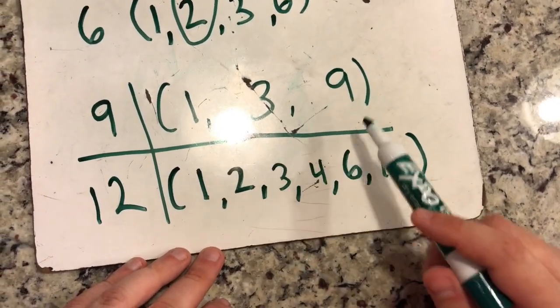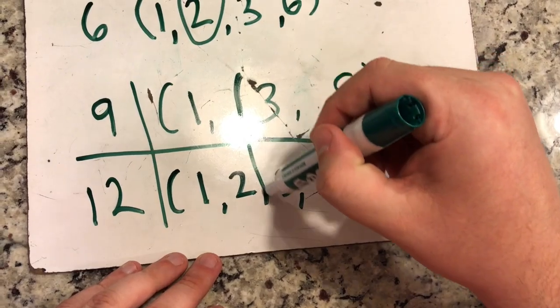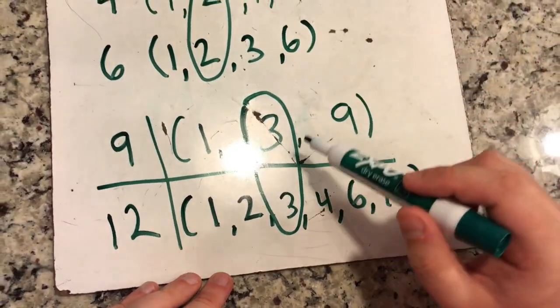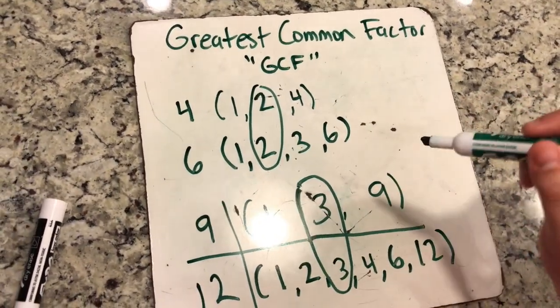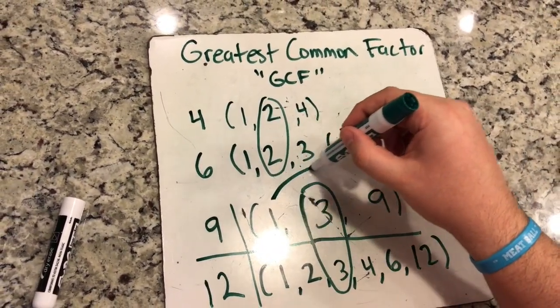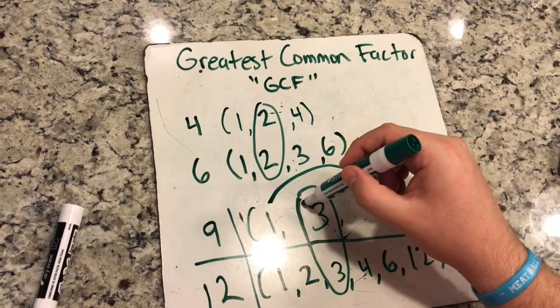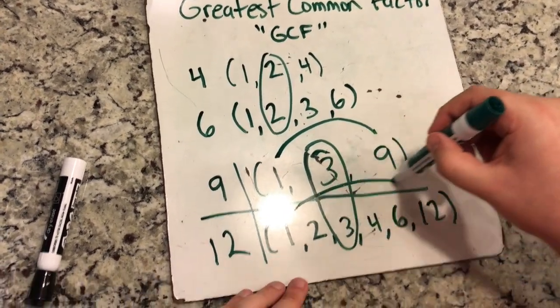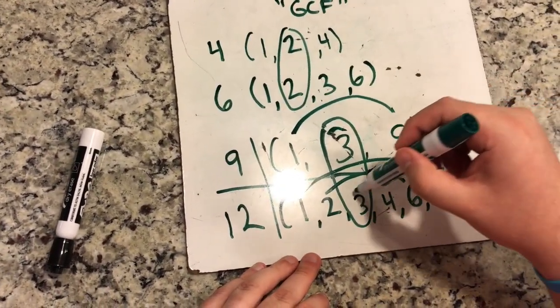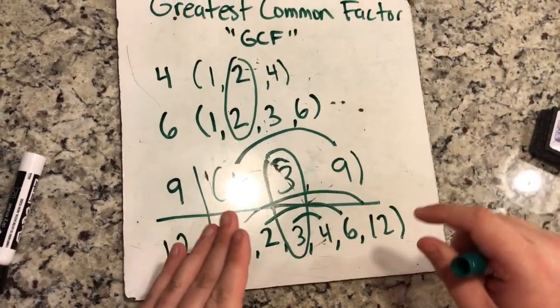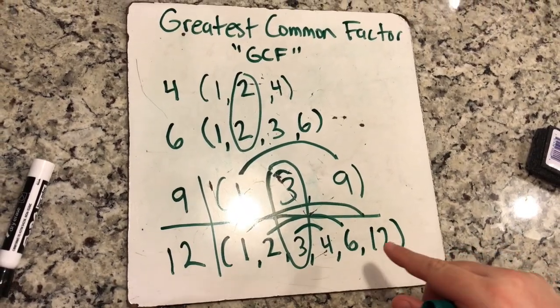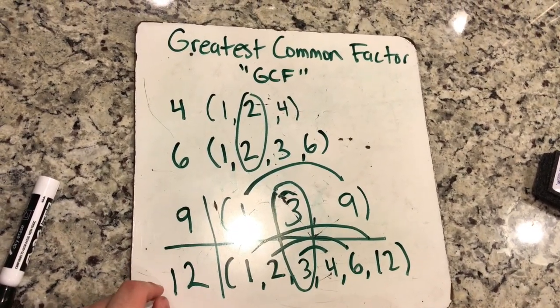What's the biggest number they have in common? That's going to be 3. Okay, so this is how we do common factors. Some people also call them factor rainbows because the 1 and 9 go together, 3 is by itself, 1 and 12, 2 and 6, 3 and 4. It doesn't matter what you want to call it. You're just finding all the numbers that multiply together to equal whatever number you're talking about.